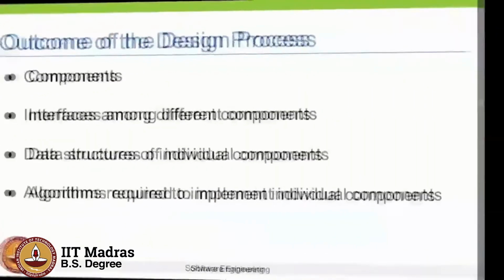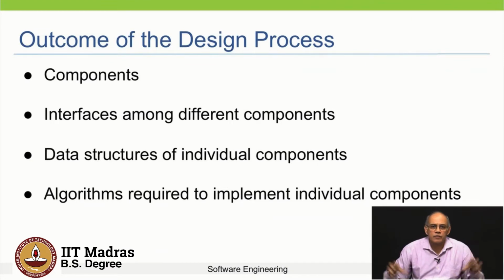So, what is the outcome of the design process? Broadly speaking, there are 4 outcomes. Firstly, we have the components of the different aspects of the design. Then there are the interfaces between the components. Then we have the data structures which store the data, and we have the algorithms which run on this data in order to produce the desired result.